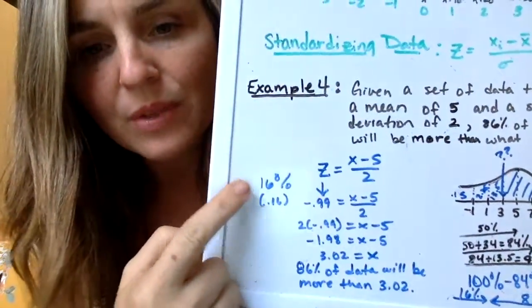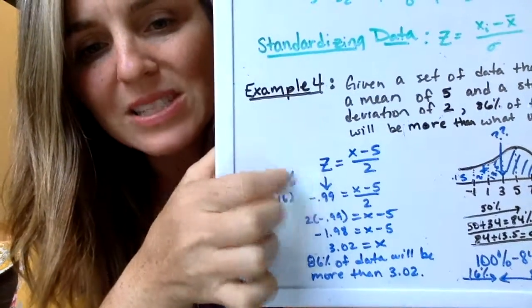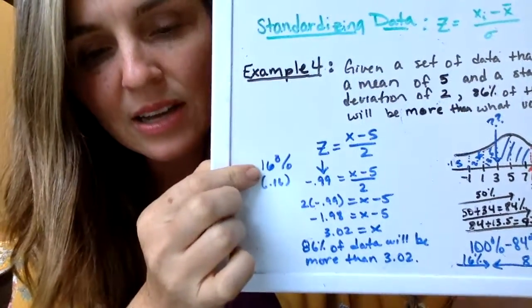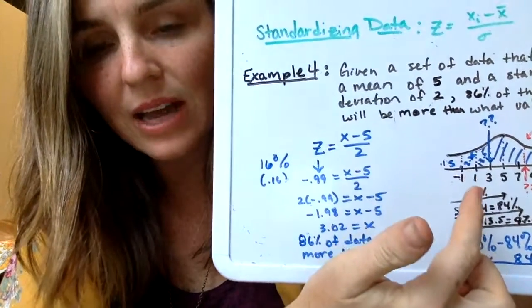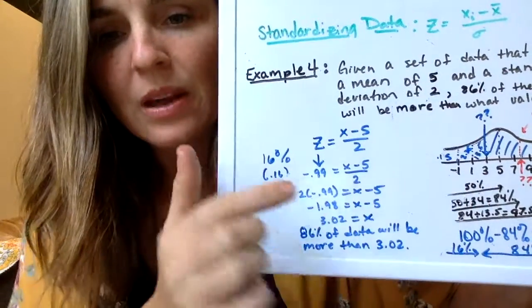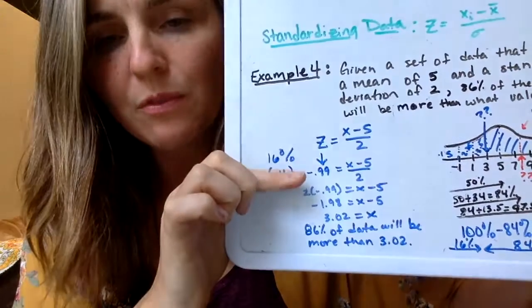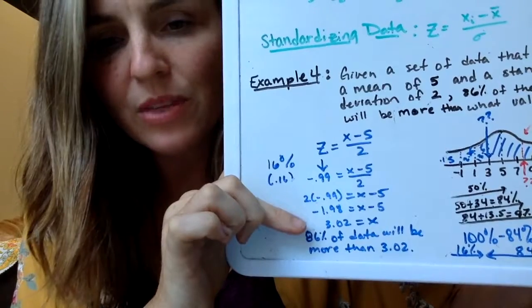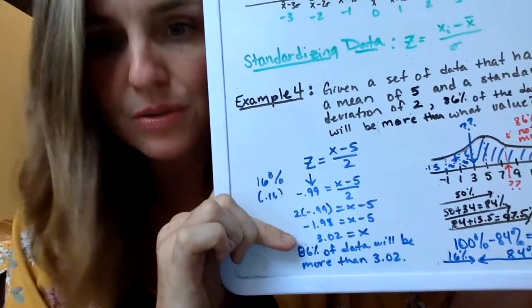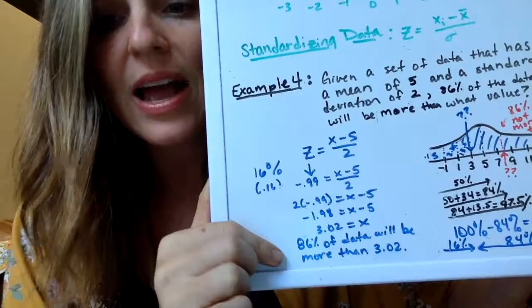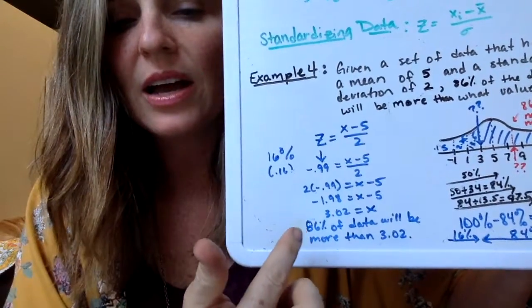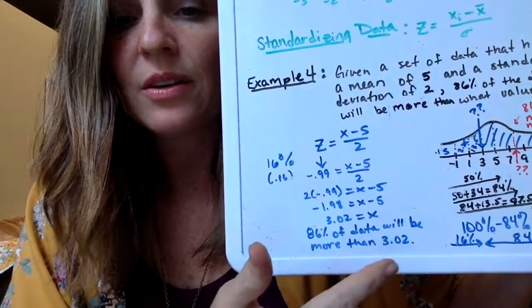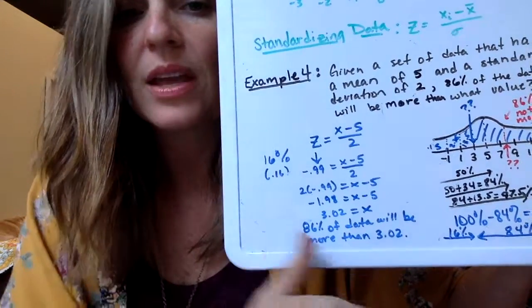So here's what happens. We find a z-score for 0.16, and we end up with negative 0.99, which is basically negative 1, which you see here. We run the computation with negative 0.99, and we end up with an x value of 3.02 instead of 3. So 86%, actually 84%, because I wrote the problem for 84%, of the data will be more than 3.02. Okay, I hope that's helpful, and I'll see you tomorrow for the exam.